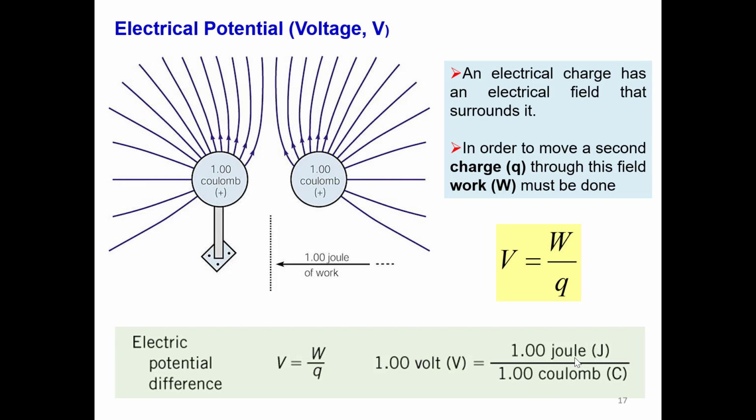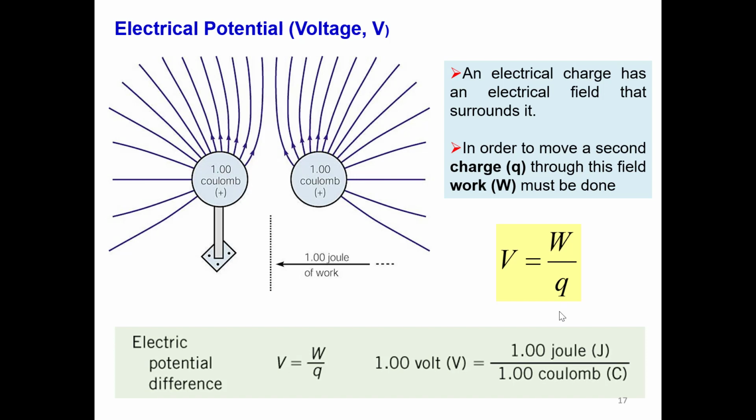Now we are going to define different quantities that we need to know if we are going to study electricity. One of these quantities is the electrical potential or voltage. We know an electrical charge has an electric field that surrounds it. And what is the electrical potential? Electrical potential is how much work we need to do to move a second charge into the field of the first charge. And this is why the voltage or the electrical potential is defined as work over charge.